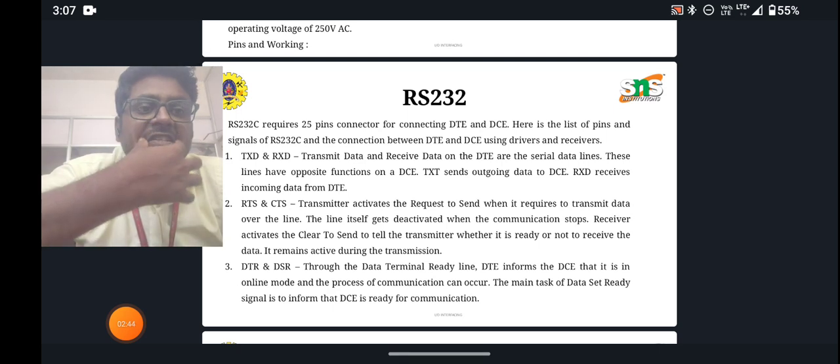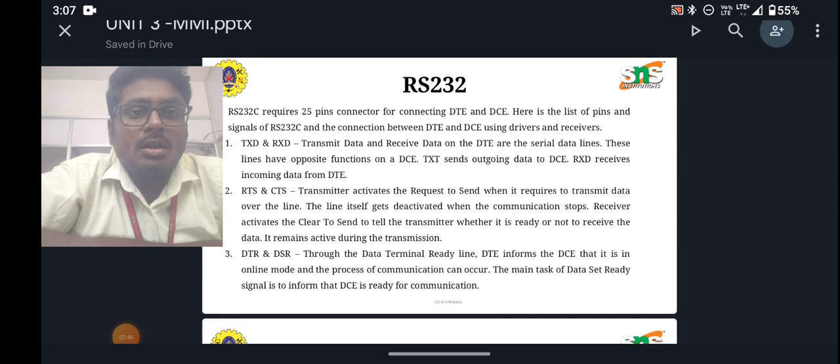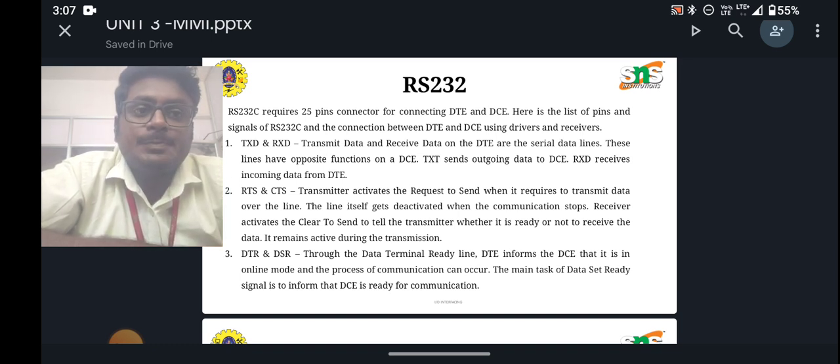Here is the list of pins and signals of RS232C and the connection between the DTE and DCE using drivers and receivers. The first one is TXD and RXD, which are transmit data and receive data on the DTE, or the serial data lines. These lines have the opposite function on a DCE. TXD sends outgoing data to the DCE. RXD receives incoming data from the DTE. Transmitting the data is through the DCE, whereas receiving data is from the DTE.